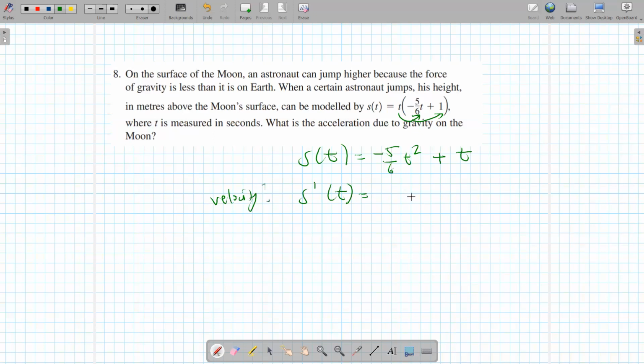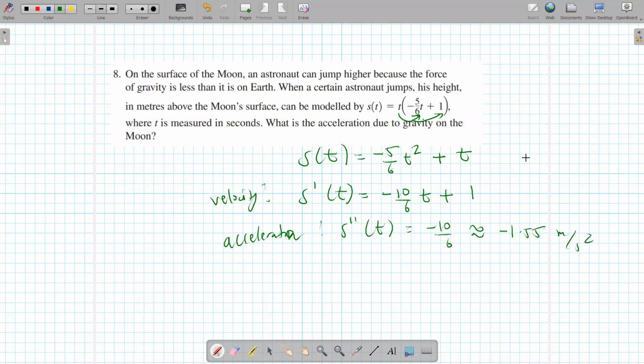What would that be here? The first derivative. You bring the 2 in the front? Yep, so you get negative 10 over 6 t plus, what's the derivative of t? 1. Yep, that's the velocity. The next one is acceleration. What would that be? S double prime of t. What is that? Negative 10 over 6.